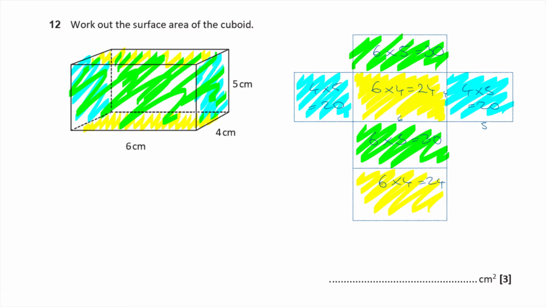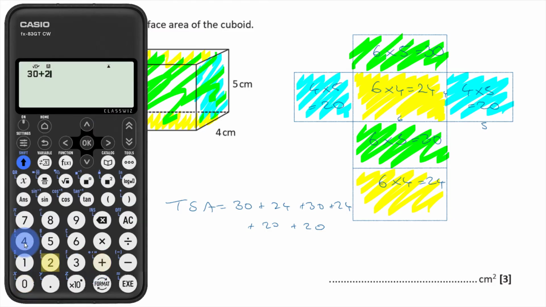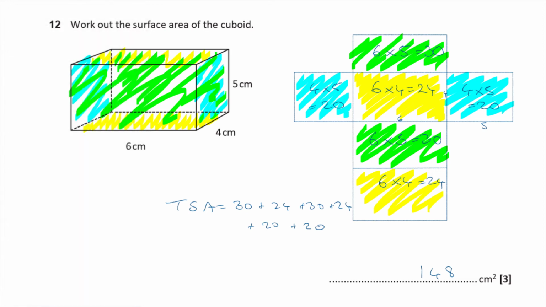Okay, so then the total surface area is going to be those all added together. So I've got 30 plus 24 plus 30 plus 24 plus 20 plus 20. Okay, so adding all those up, I might just add 3 of them together and then double it. That might be quicker. So 30 plus 24 plus 20, that comes to 74, and then times that by 2. I'm going to get 148. So that's 148 square centimeters.